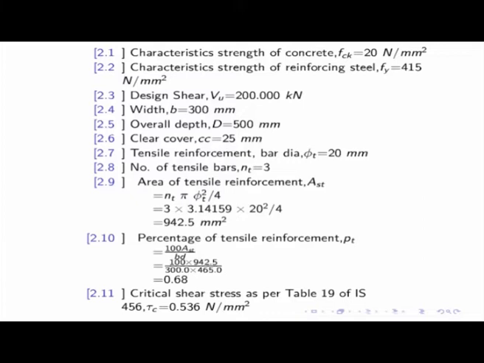One thing just to inform you: all these examples I have solved not manually, but through programming. And for this particular problem, I have labelled them 2.1, 2.2 and so on, all given here.